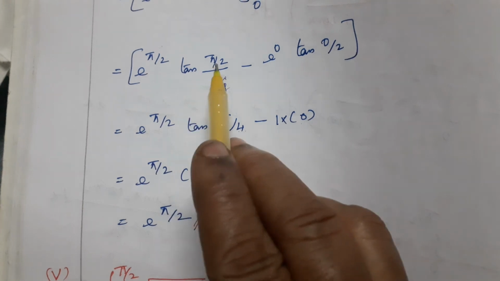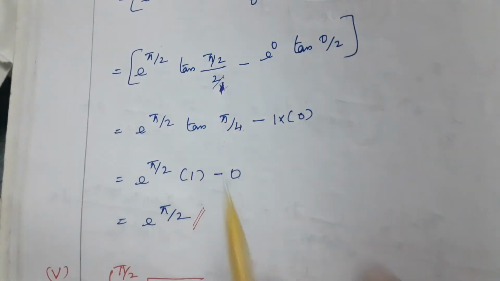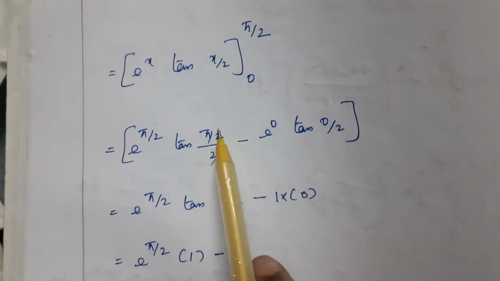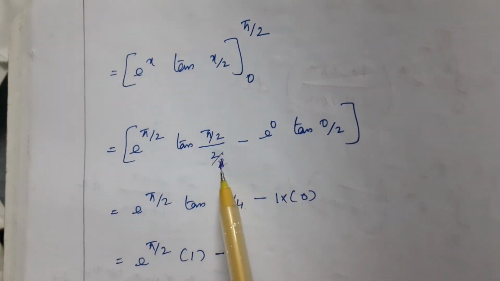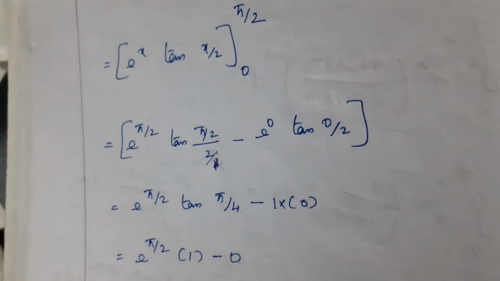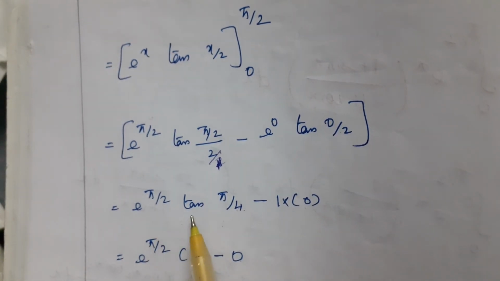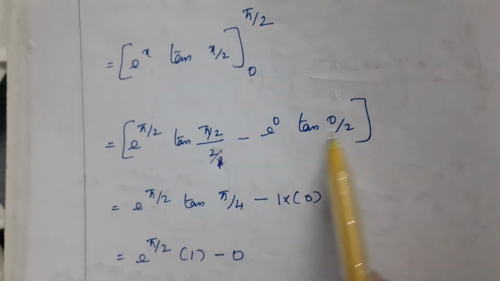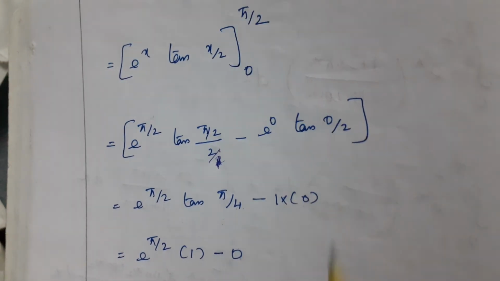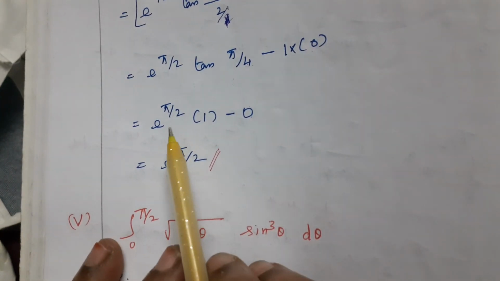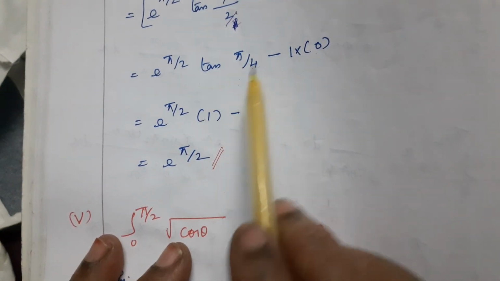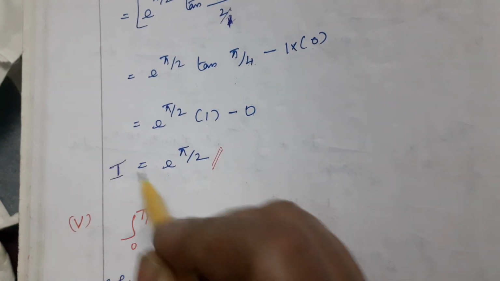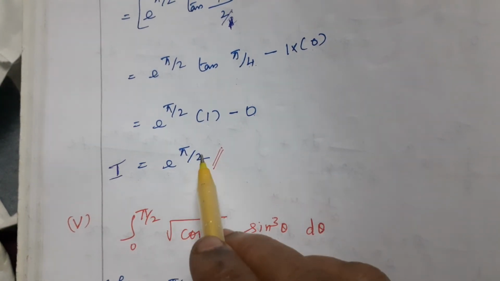Because instead of x we are going to apply pi by 2, so pi by 2 by 2, where 2 is nothing but 2 by 1, and after multiplying with the reciprocal we get e power pi by 2 into tan pi by 4, minus e power 0, whose value is 1, into 0, which is 0, because tan 0 is 0. Now what is the final value? e power pi by 2 tan 45, that is tan pi by 4, is nothing but 1. That is our final answer. Therefore the given integration equals e power pi by 2.